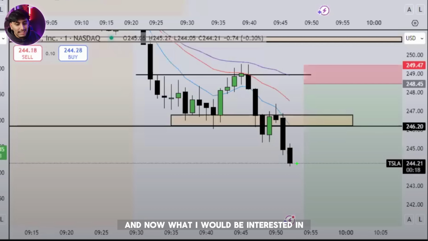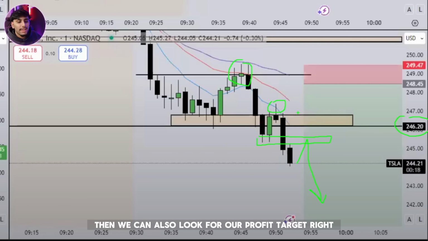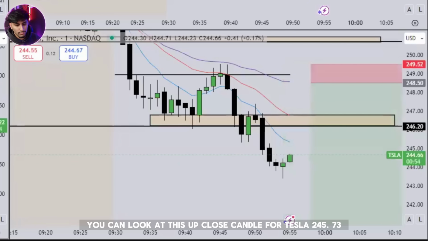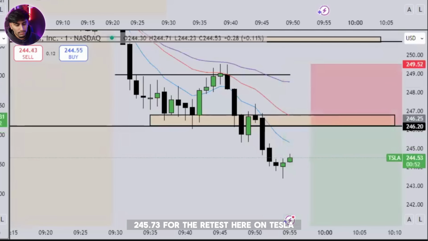And now what I would be interested in is this retest of these two equal candles and then for a move to the downside. This is going to be a sniper entry because now we have a clear trend, which is these lower lows that we're putting in. And on top of that, our stop loss is very clear. It is a break above the 246.20. And once we actually see this setup forming, then we can also look for our profit target. Right, you can look at this up close candle for Tesla, 245.73, for the retest here on Tesla.